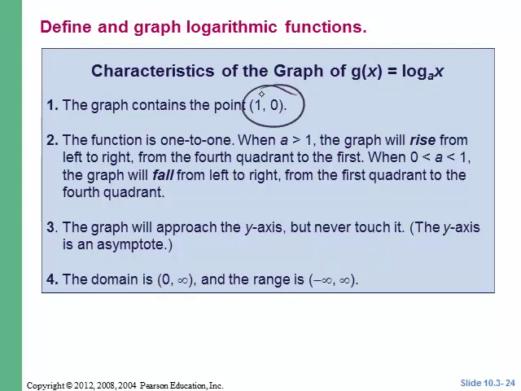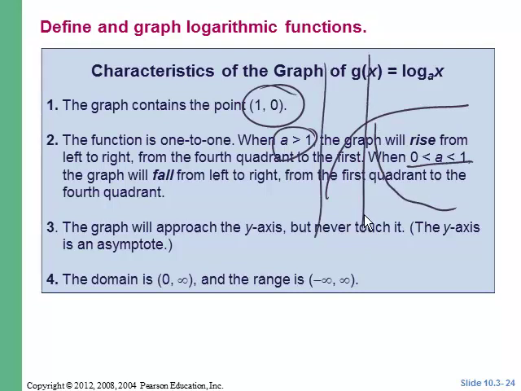So it'll always contain the point 1, 0. If a is greater than 1, it'll rise like this. If a is between 0 and 1, it'll fall like this. In no case does it cross the y-axis. The domain is from 0 to infinity because x will never be 0. And the range is from negative infinity to positive infinity.